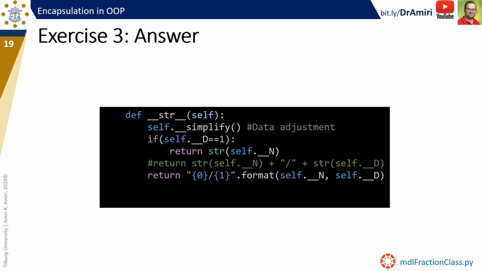How can you do this? So here's the answer. First of all, before returning anything, I need to make sure that the fraction is simplified. That's why I'm going to call the private simplify method to do data adjustment. If the denominator is 1, I only need to return the numerator, the private numerator. That's what I do here. And if the denominator is not 1, then we need to return the class as we did in the previous examples, in the previous videos.